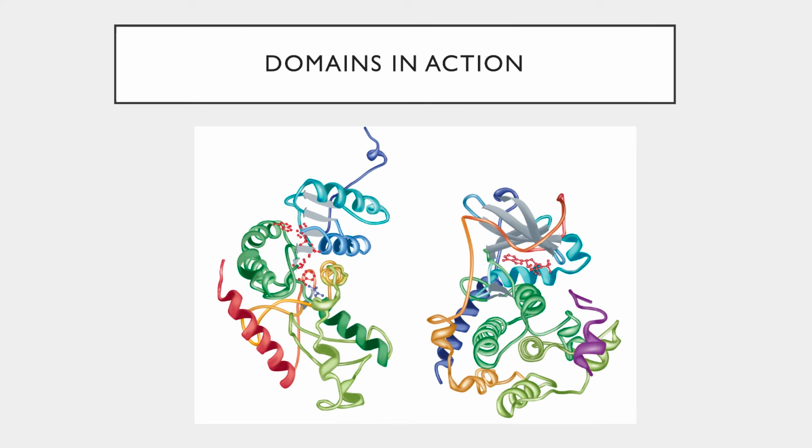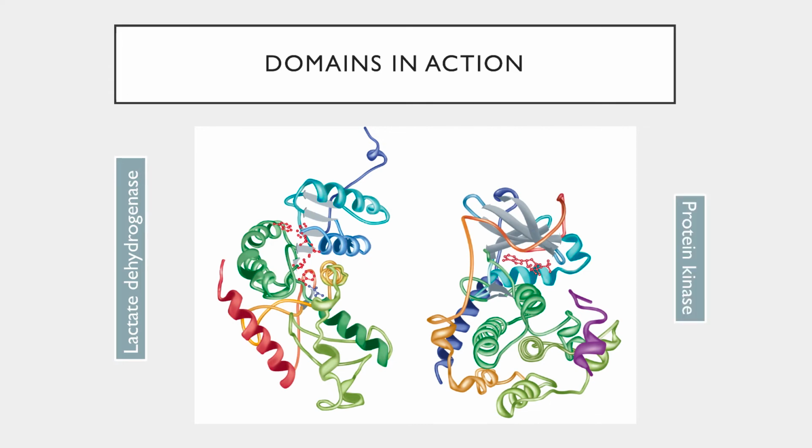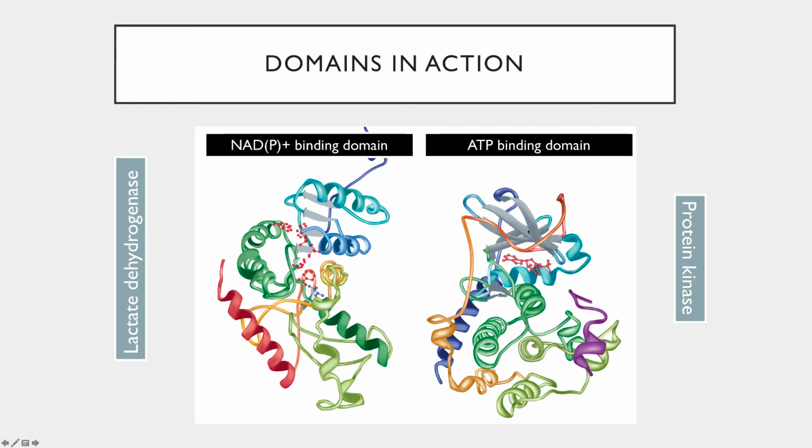Here are 2 examples of domains in action that we'll see throughout the rest of the course, both lactate dehydrogenase and cyclic AMP-dependent kinase. Within lactate dehydrogenase, there is a specific binding site for NAD or NADP+. This binding domain is separate, shown here, from the substrate binding domain where pyruvate is bound. Similarly, we can see an ATP binding domain in this protein kinase. As all kinases transfer the gamma phosphoryl group of ATP to protein or peptides, this binding domain is conserved among many kinases.